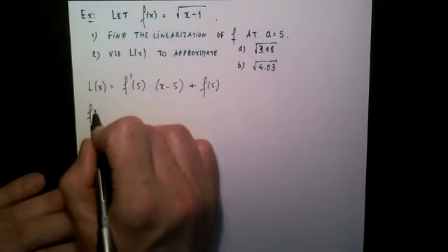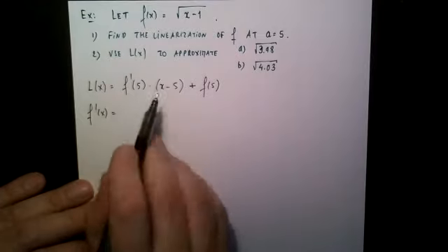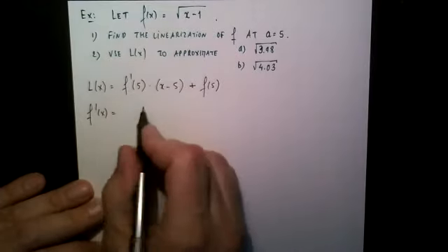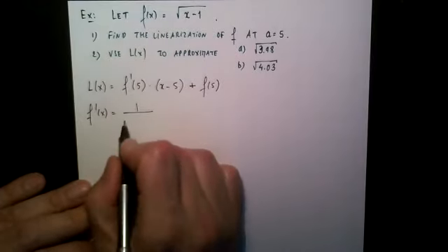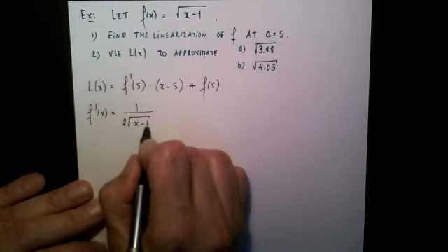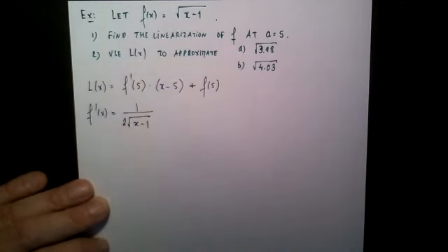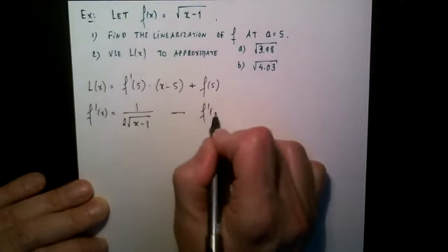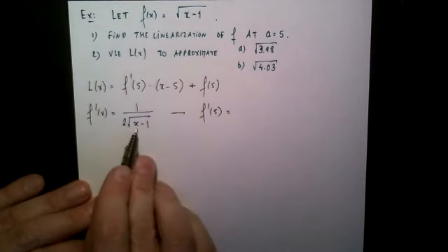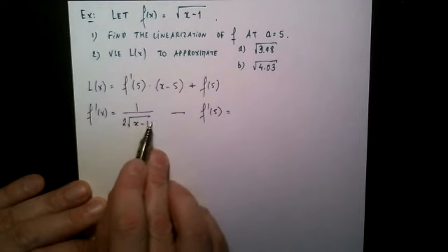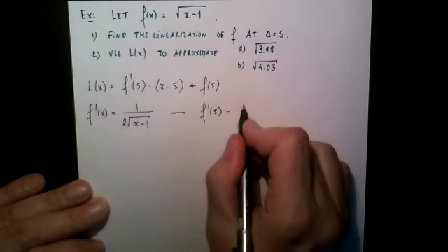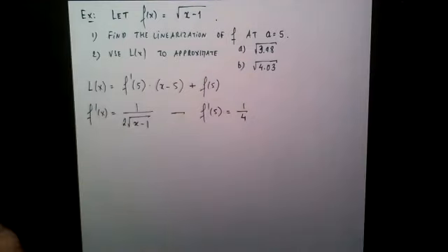Okay, so let's go. I need f prime of x. So f prime of x is, we know the derivative now, 1 over 2 square root of x minus 1. And so f prime of 5 equals, I just plug in 5 in here. 5 minus 1 is 4, square root of 4 is 2, 2 times 2 is 4, so 1/4. Question?